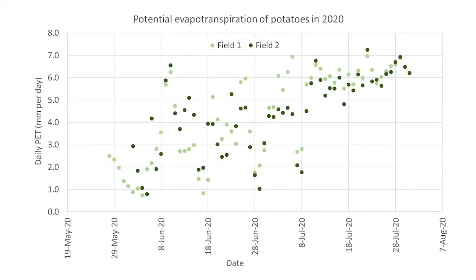This graph shows how in 2020, the evapotranspiration of crops at two different fields are developing. As you can see, in the beginning of the season there's quite some variability because bare soil evaporation depends on when rainfall occurred, but later in the season, potato crops all over the region require about the same amount of water per day.